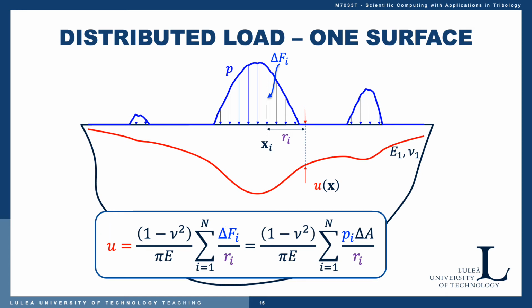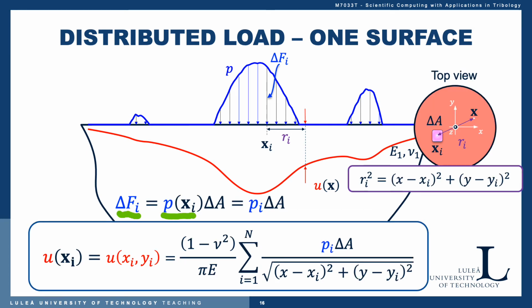which equals Pi times delta A. Ri is just the Euclidean distance between the point x and xi in a vector notation. So x minus xi and y minus yi. And therefore we can write the deformation in terms of the pressure Pi as we see here.